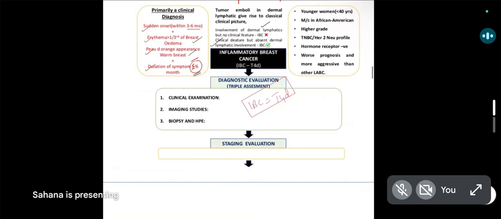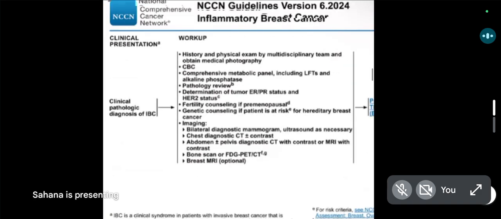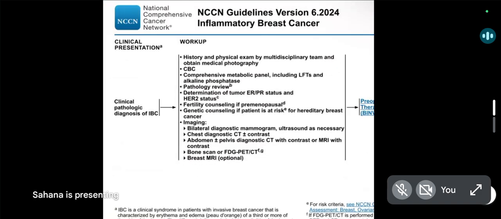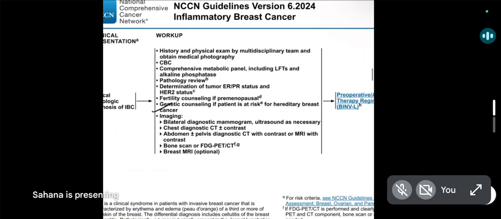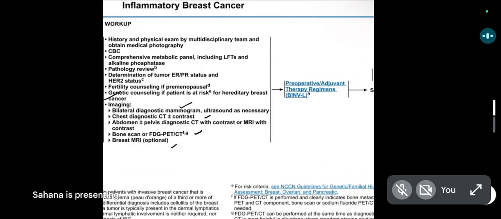Then you will here take clinical history. You will get their complete blood panel, their ER, PR and HER2 status, then genetic counseling. Then you will get imaging, that is bilateral mammography. You will do metastatic workup by either CT or PET. Then MRI is optional.